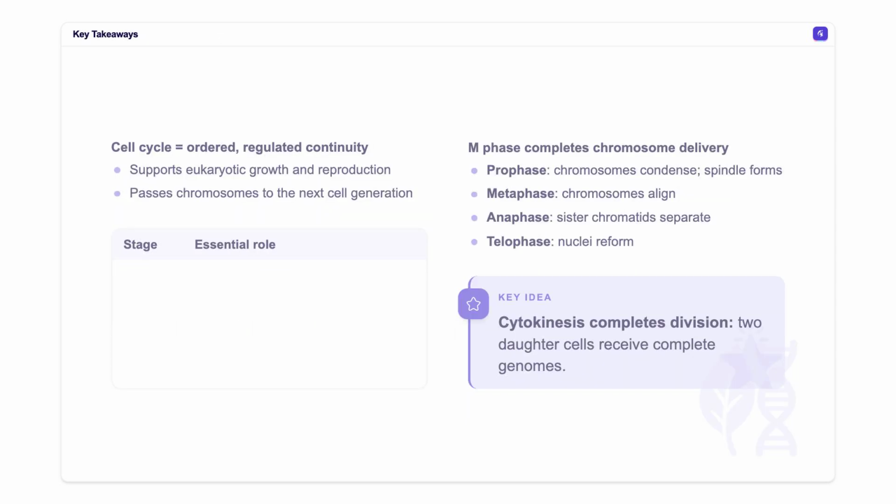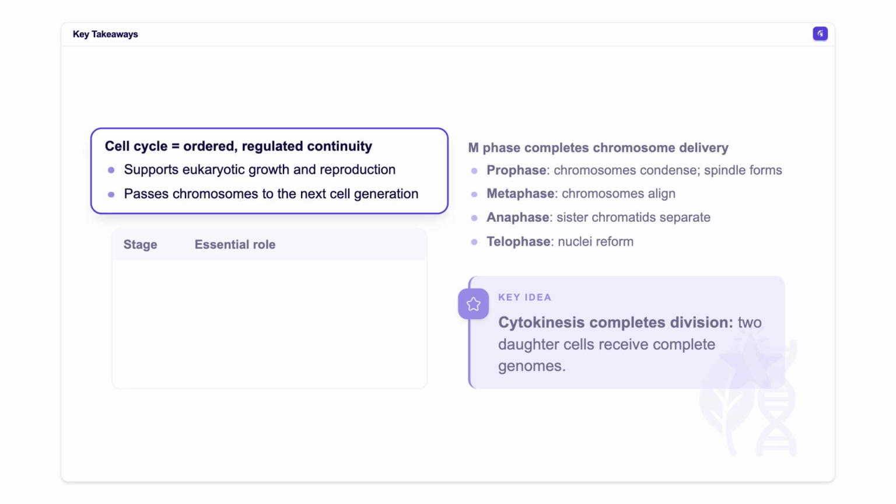To wrap up, connect the vocabulary you just reviewed into one big idea. The cell cycle is how eukaryotic cells grow, copy their DNA, and pass chromosomes forward accurately. The cell cycle is ordered and regulated, meaning its steps happen in a controlled sequence. That control supports growth and reproduction while keeping chromosome information continuous from one cell generation to the next.